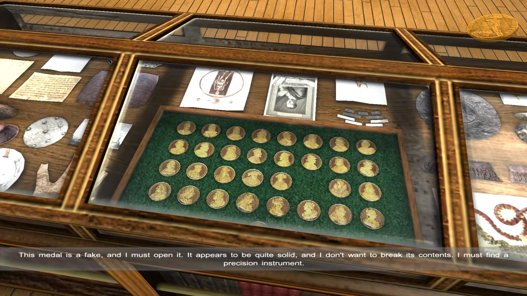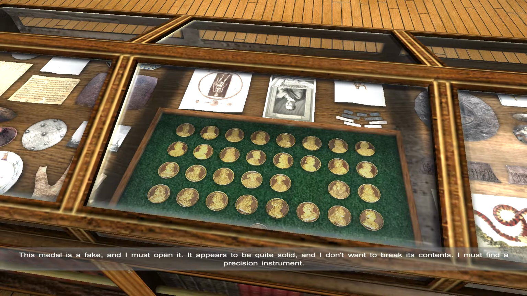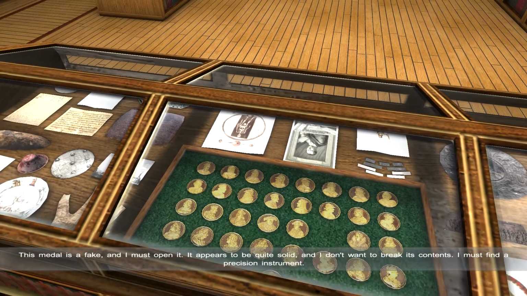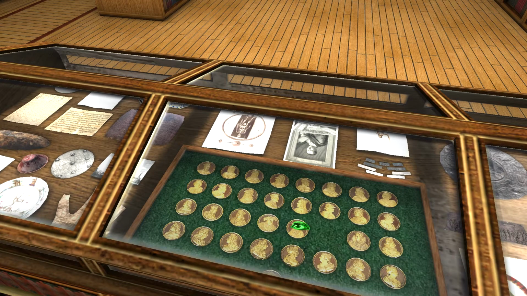This medal is a fake, and I must open it. It appears to be quite solid. I don't want to break its contents. I must find a precision instrument.